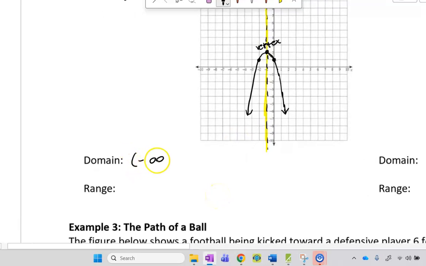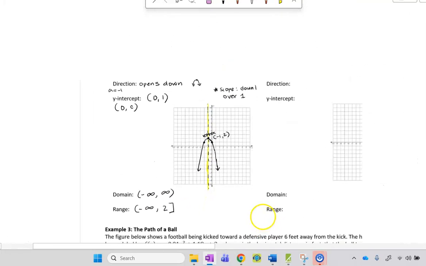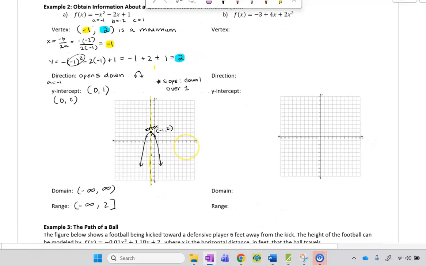And the domain is -infinity to infinity. The range is going to be, the lowest it goes is -infinity because it goes down forever. The highest it goes, well, my vertex is at -1, 2. So the highest it's going to go is 2, give it a bracket. And that's what our final answer would look like there.